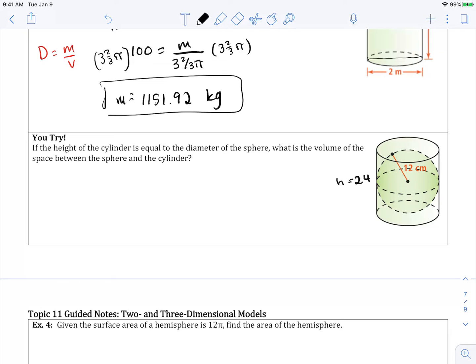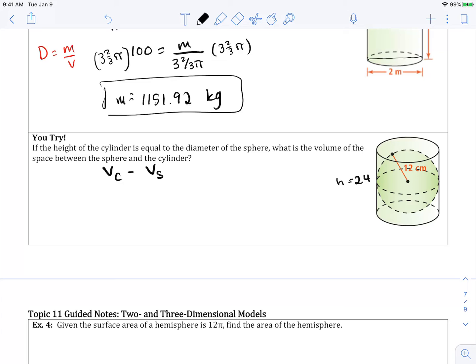Now, think of a plan. What's your plan for calculating this whole thing? Well, your plan should be that you're finding the volume of the cylinder minus the volume of the sphere, right? All right, so calculate that now.